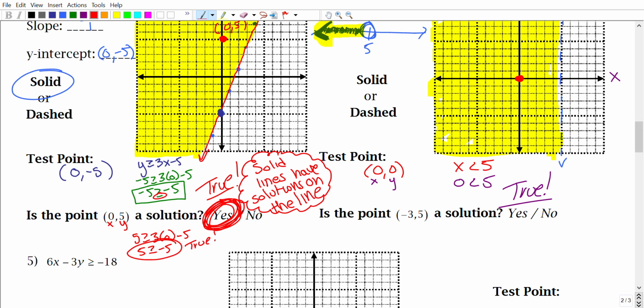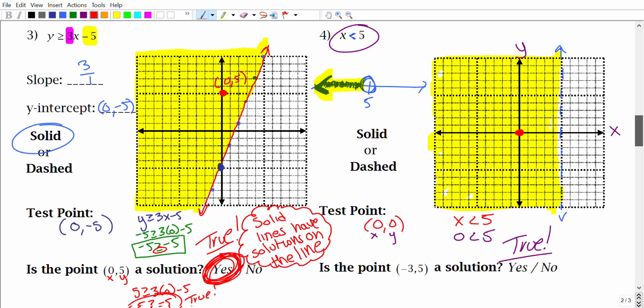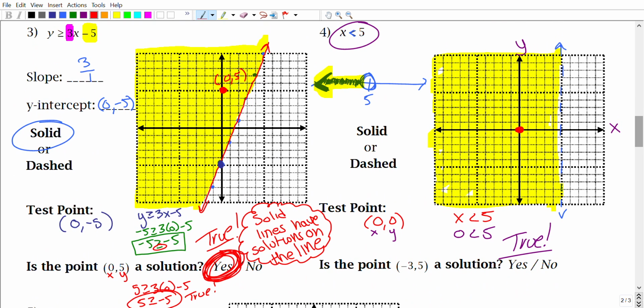So let's test out this one for number, let's see, what number was this? Number 4. So is (-3, 5) a solution to this particular inequality? Let's see, where is (-3, 5)? That would be right up here. So is it a solution there? Well, let's see. It's already on the yellow region, so I'm assuming it is going to be a solution because it is already in my shaded region.